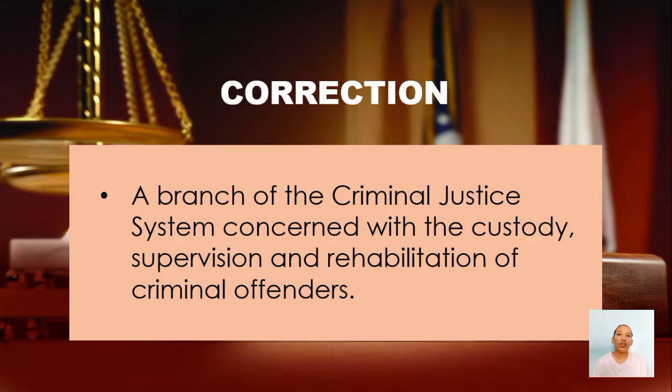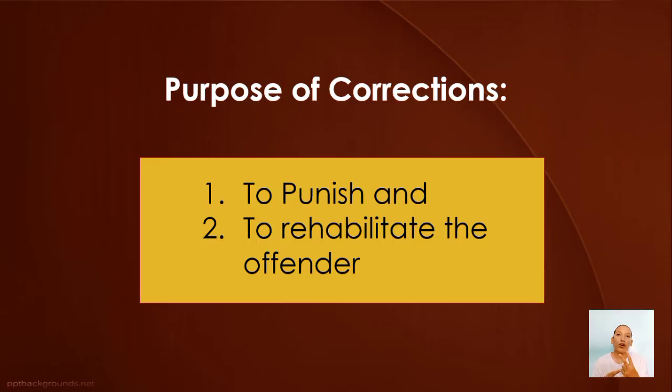Next is correction, a branch of the criminal justice system concerned with the custody, supervision, and rehabilitation of criminal offenders. It means that it is the process within the criminal justice system that punishes, treats, and rehabilitates offenders for their crimes. There are two purposes of corrections: to punish and to rehabilitate the offender.